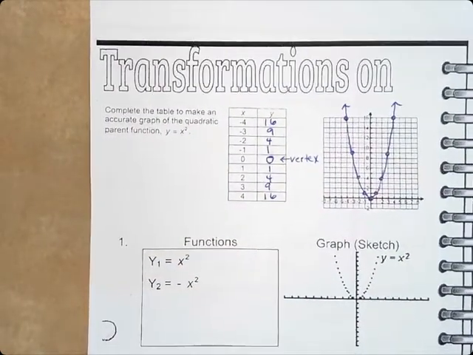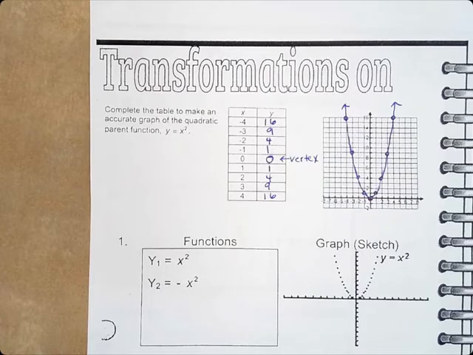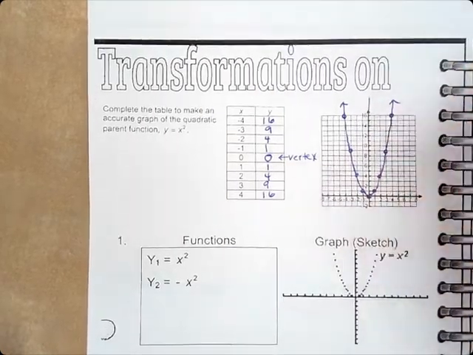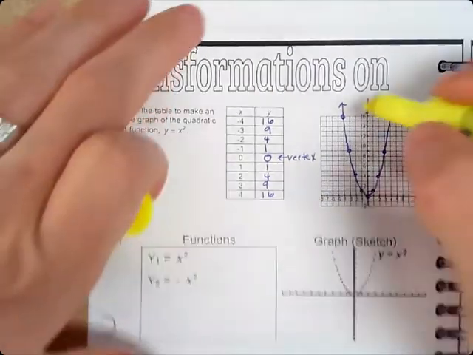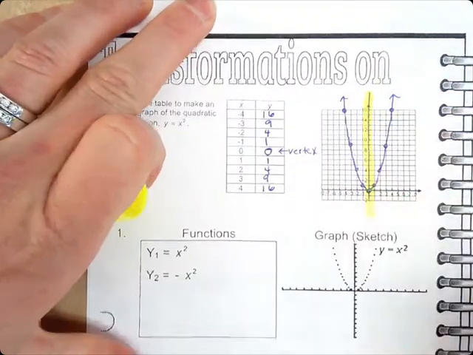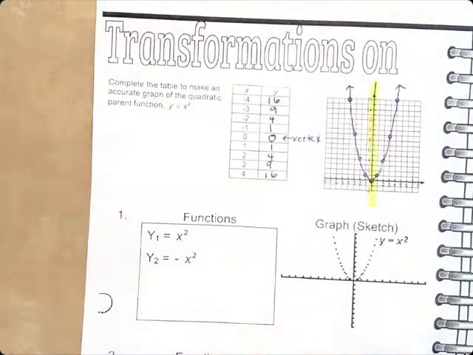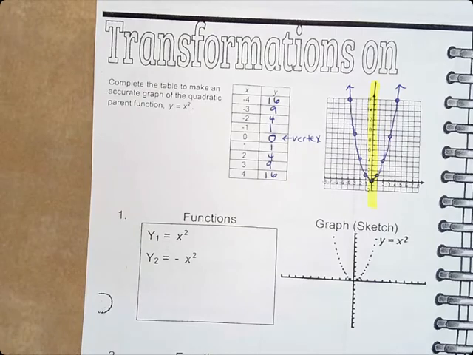Go ahead and connect the dots. So see how it's symmetrical on the y-axis? This is your axis of symmetry. Splits it in half, right down the middle. If you want a marker or highlighter, you can go get one if you want. You don't have to.